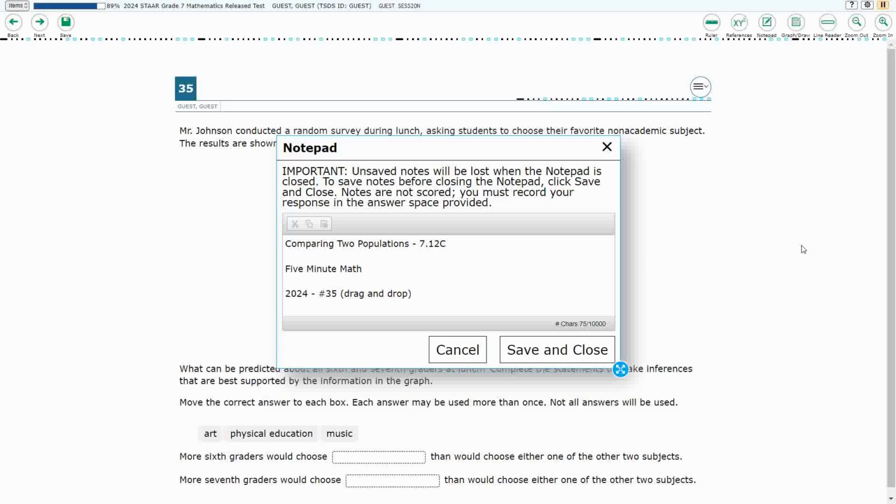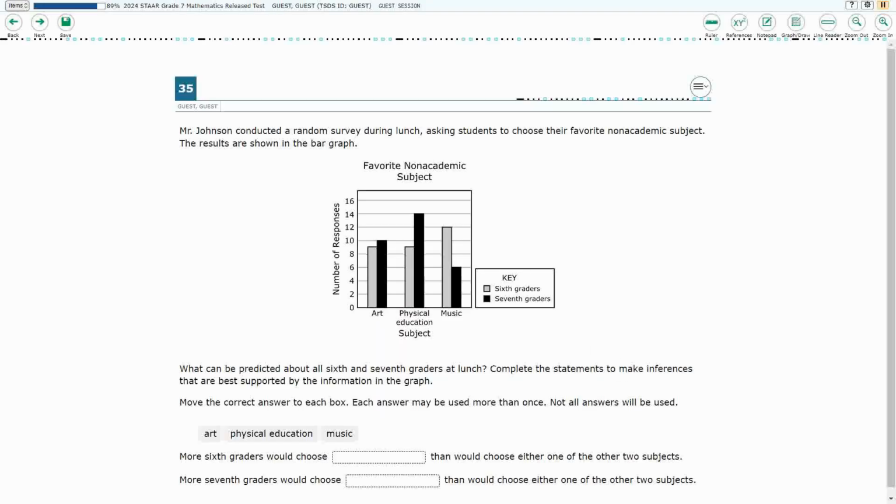Today we are looking at the 7th grade concept of comparing two populations. This is standard 7.12c in the great state of Texas, and we are using item number 35 of the 2024 released STAAR test. This is a new item type called drag and drop, and if you haven't done so already, please go ahead and take a moment to pause the video, work this problem out on your own, unpause it, and we will look at our answers together.